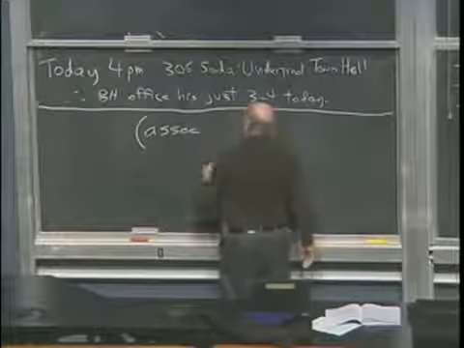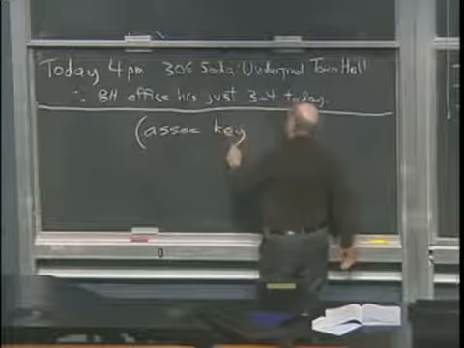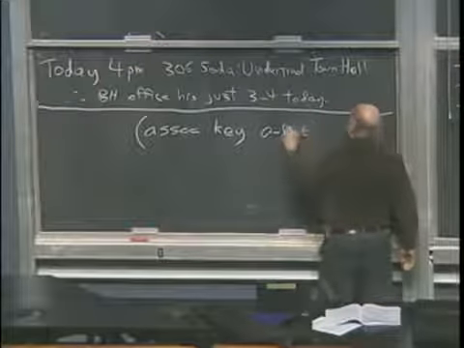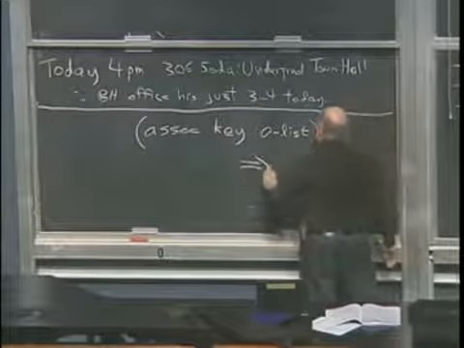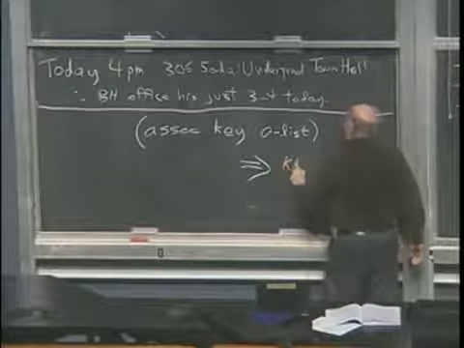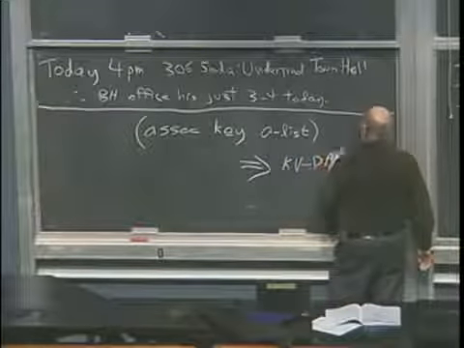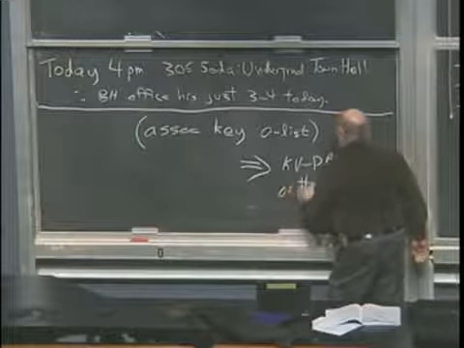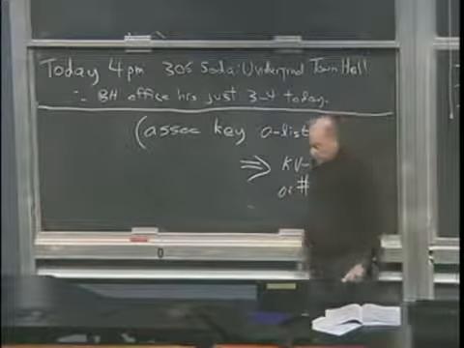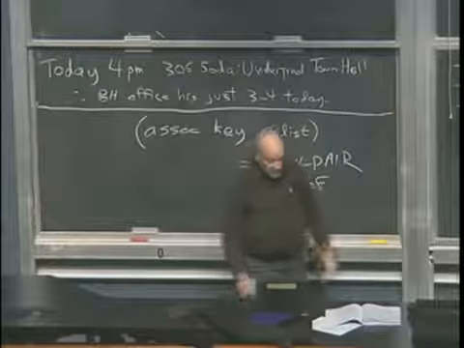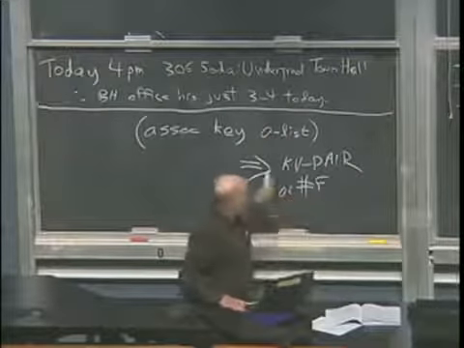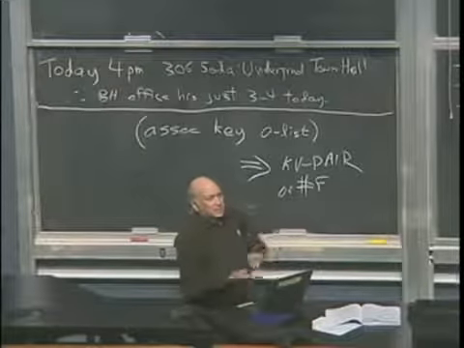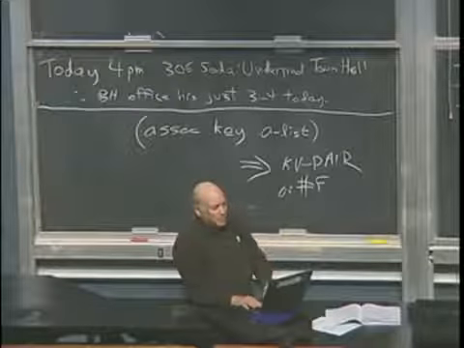And that's assoc, which takes a key and an association list, and returns a key value pair, or false. So if the thing you're looking for is in the association list, it doesn't return the value the way our table structure does. It returns a key value pair.